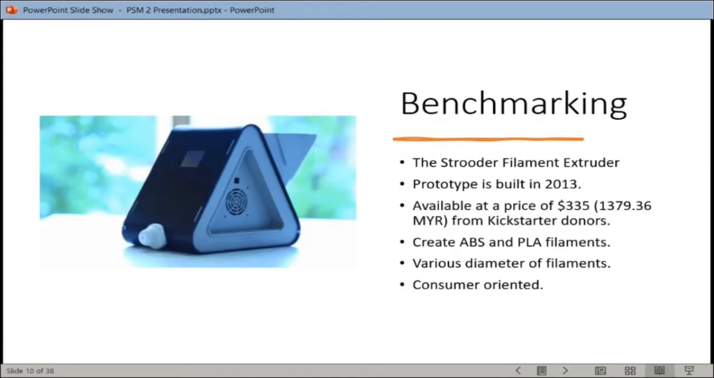Benchmarking. The Lyman filament extruder was built in 2013 and is available at a price of $335 or 1,379 ringgit Malaysia. It will create ABS and PLA filament and has various filament diameters.